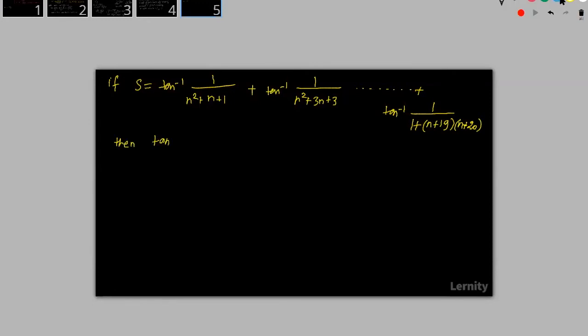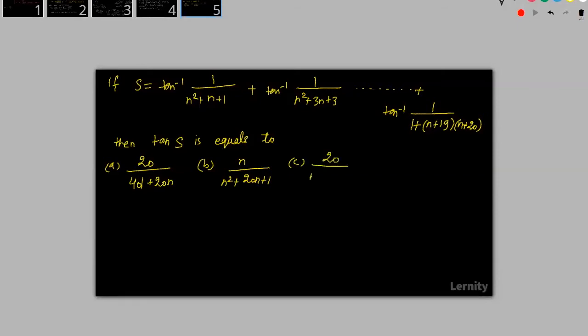Then tan of S is equals to, options are: A, 20 by (401 plus 20n); B, n by (n square plus 20n plus 1); C, 20 by (n square plus 20n plus 1); and D, 20 by (401 plus 20n). Okay, this question was asked in 2013.